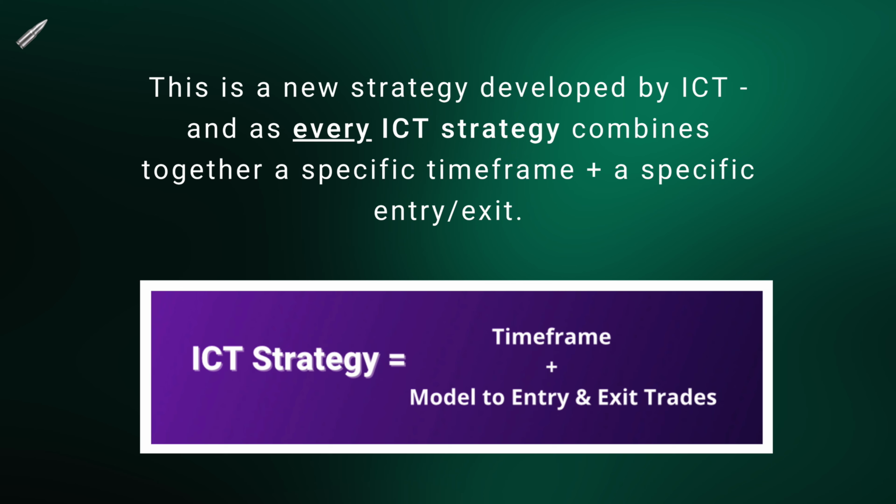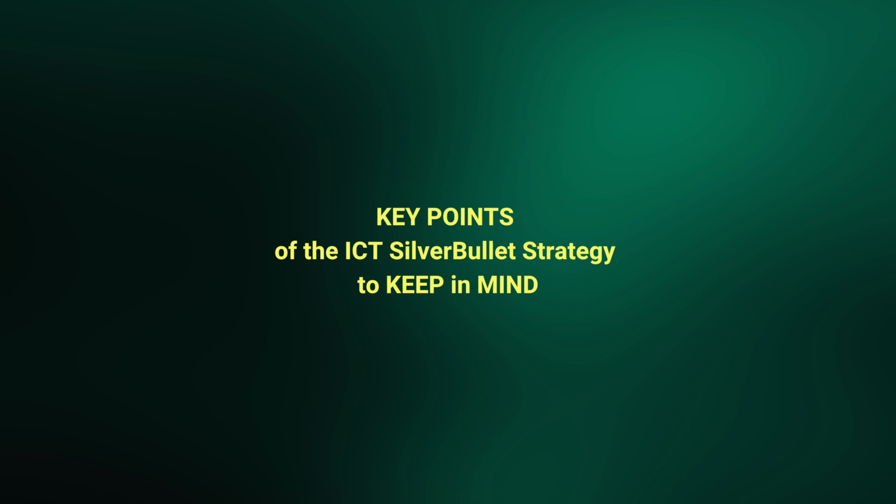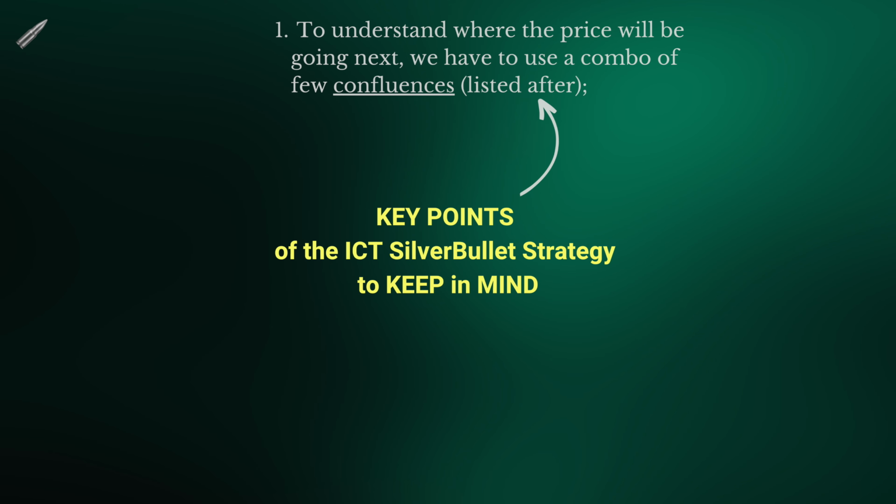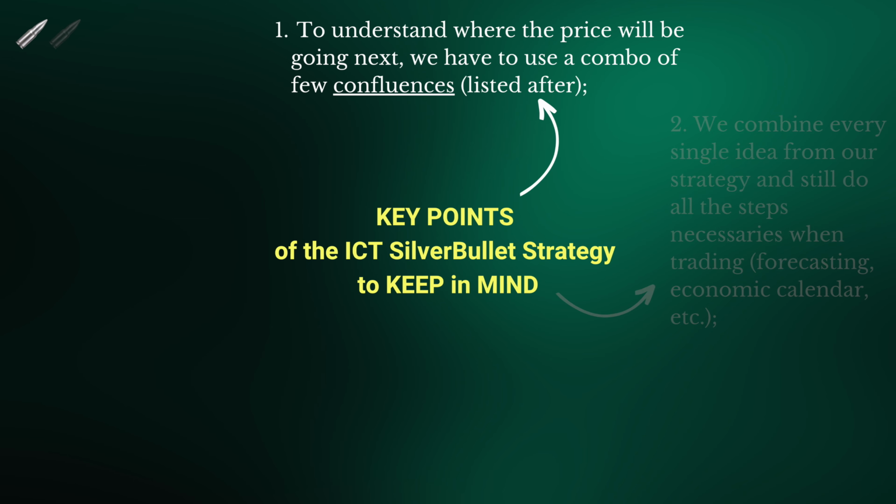So let's talk about the key points of this ICT Silverbullet strategy that we need to keep in mind when we are trading. Those are four. Number one is to understand where the price will be going next. We have to use a combination of a few confluences we are going to list later. Our aim is to know where the price will be going, and to know that, we are going to use some confluences that will tell us if the price is going to be bullish or bearish, and what its overall direction will be.